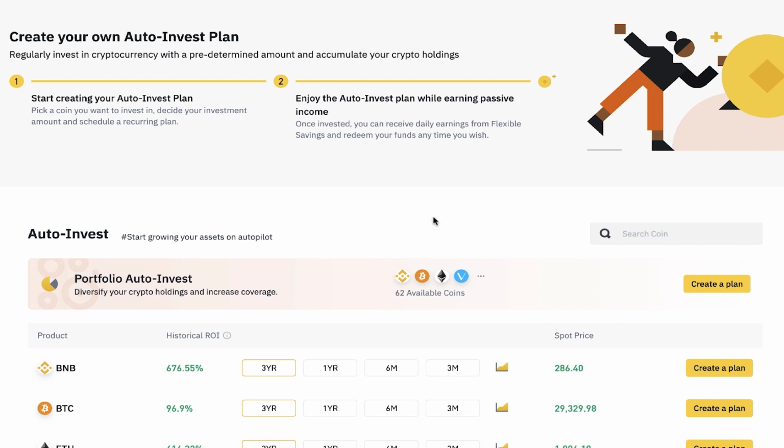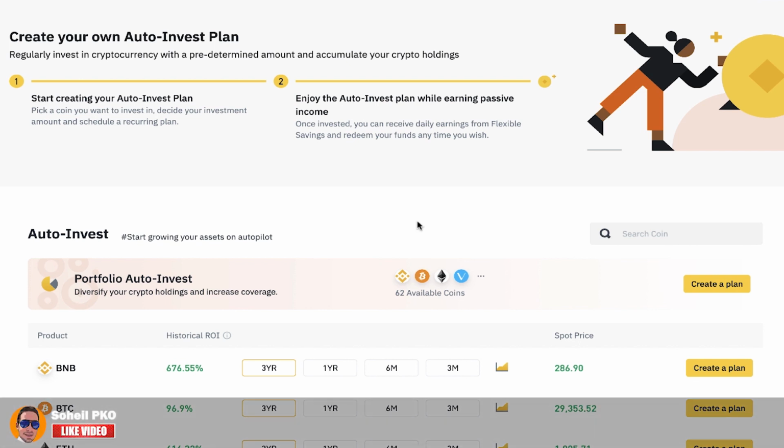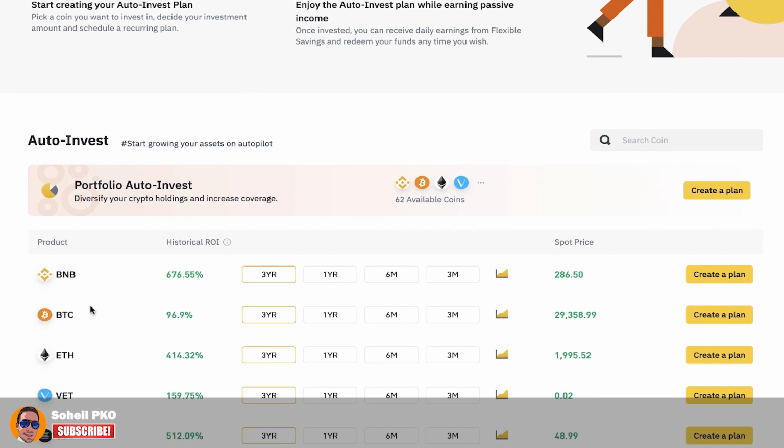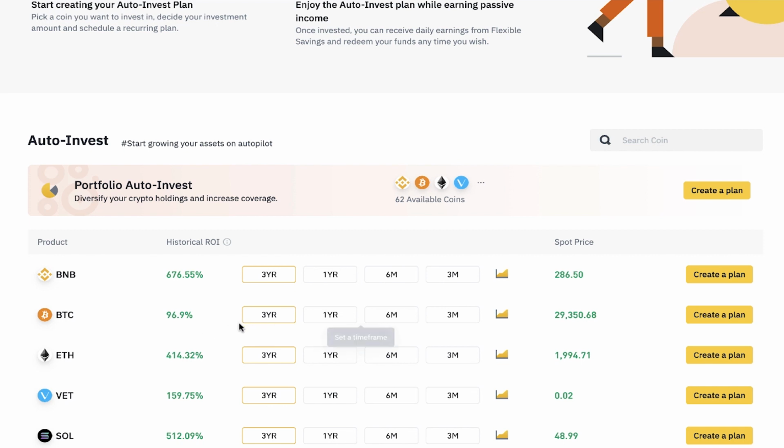With all being said about the DCA investment strategy, Binance Auto Invest comes very handy for this purpose, with an extra benefit of earning passive income on the accumulated asset, which makes it perfect for those who want to invest with the help of dollar cost averaging. Right now, at the time of making this video, 62 coins are available for auto investing, including all the major and popular coins. Here we have a list of the coins, and in front of each coin we have some information about historical performance of the coin, such as its ROI, return on investment, if you have been using auto invest for the time period based on what you choose here.